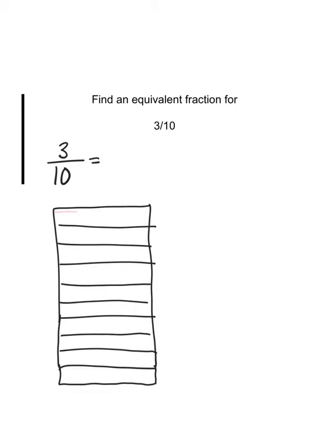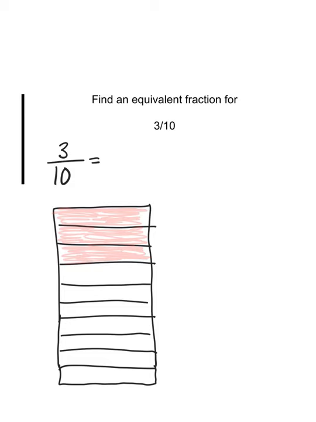So here I have one whole divided into 10 equal pieces, and I'm going to shade 3 of them to represent my 3/10. Now, when we're thinking about creating an equivalent fraction for 3/10, all we need to do is preserve the relationship between the numerator and the denominator, meaning for every group of 10 pieces in our whole, we need to have 3 shaded and 7 unshaded. As long as that relationship is unchanged, we will have an equivalent fraction.